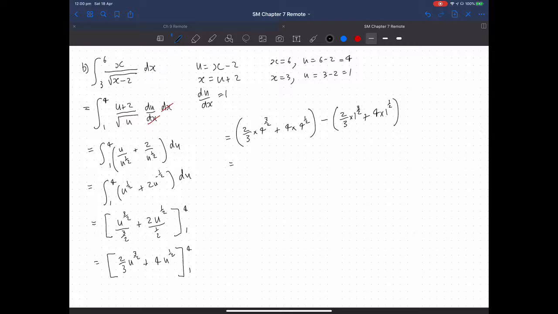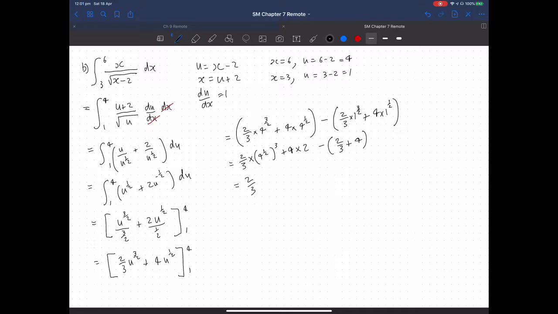So we have 2/3 times 4 to the 3 on 2 is 4 to the half cubed, plus 4 times 4 to the 1/2, square root of 4 is 2, minus 1 raised to any power is itself, so 2/3 times 1 to the 3 on 2 is 2/3, plus 4 times 1 to the half. 1 to the half is 1, 4 times 1 is 4.